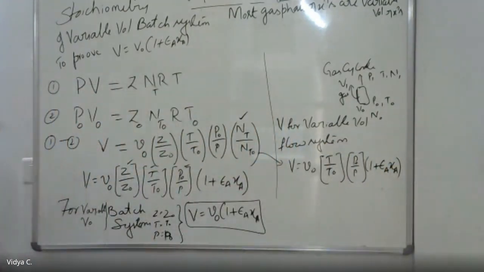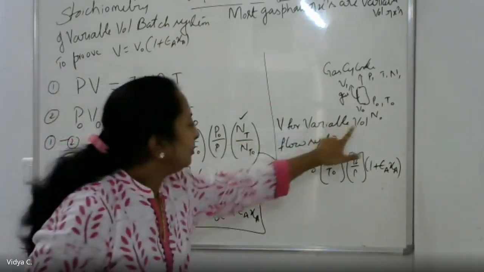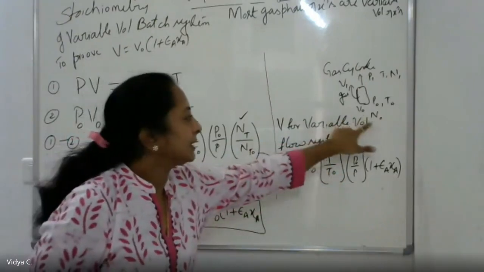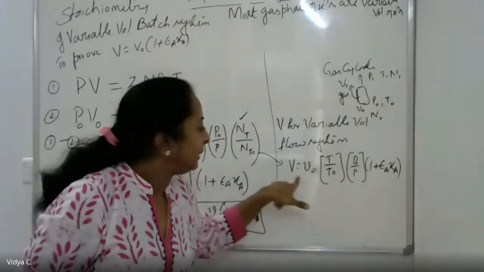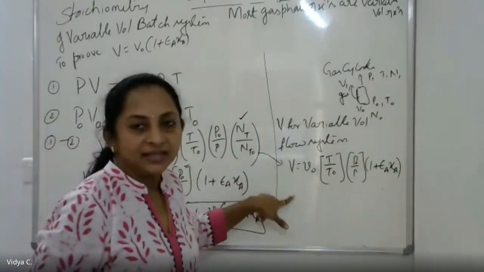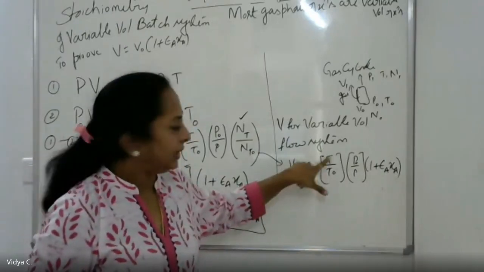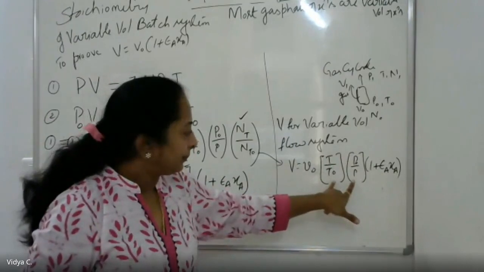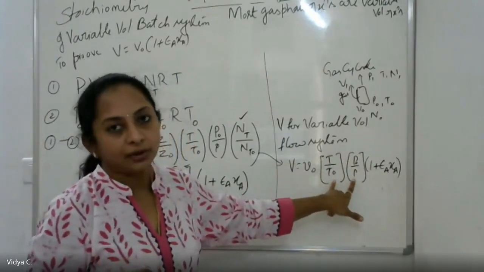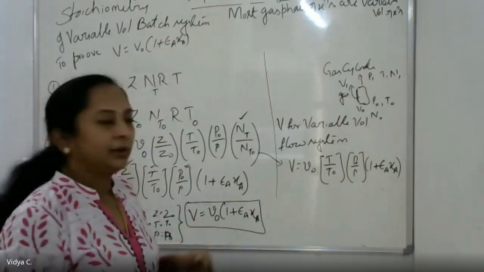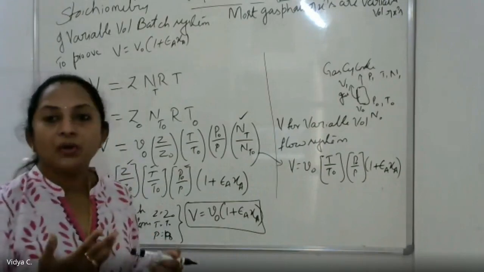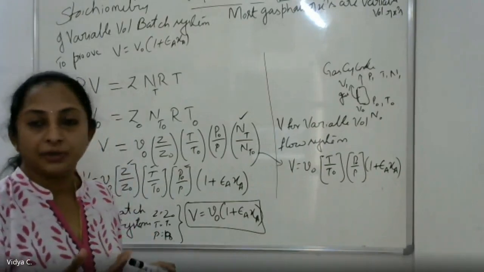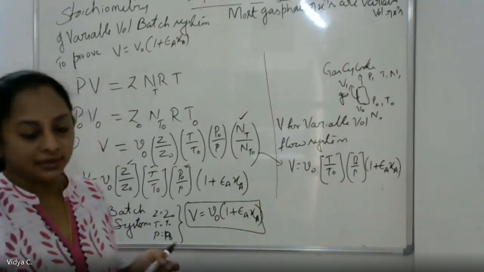Okay. So this is how we summarize the formulas. Make a note of this. V for variable volume flow system. All the things are varying: pressure, volume, temperature, and number of moles. So this is the equation. The same equation, if carried out for a batch process, temperature is not varying, pressure is not varying. So P naught equals P, T naught equals T. So I am left with the equation V is equal to V naught into 1 plus epsilon A XA. Okay. So this is about how we find the volume for a constant volume system and a variable volume system.